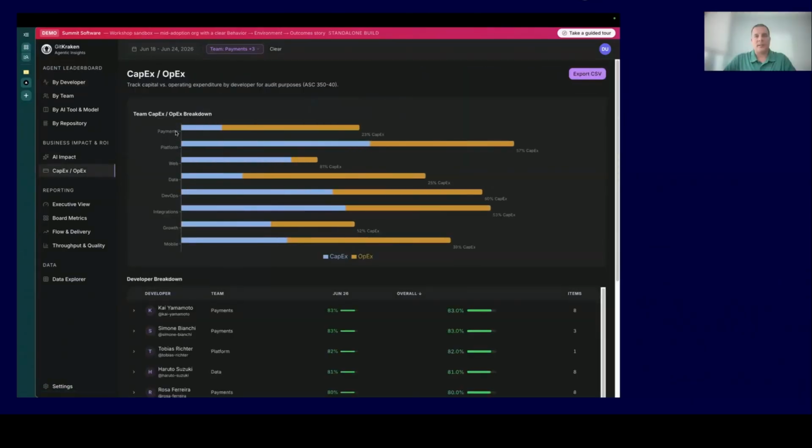One last thing to call out that is really helpful is the CapEx OpEx view. As part of that weighted assessment of what work is being done, you can look at capital versus operational expenses and report up to your CFO. This is one of our CFO's favorite views, and he loves to come here and get this data at a glance. So I just wanted to highlight that for everybody.